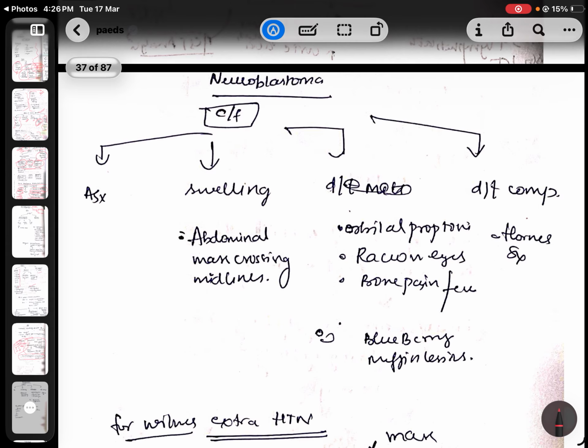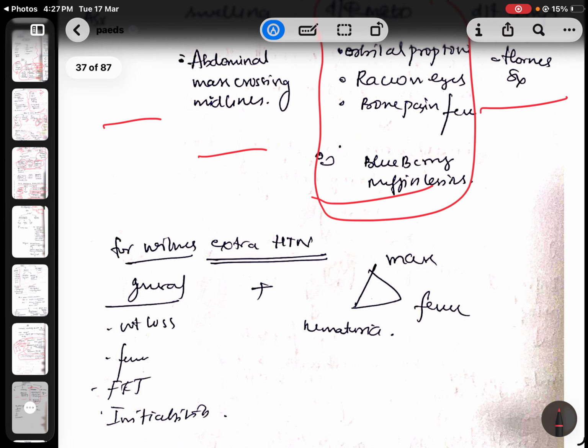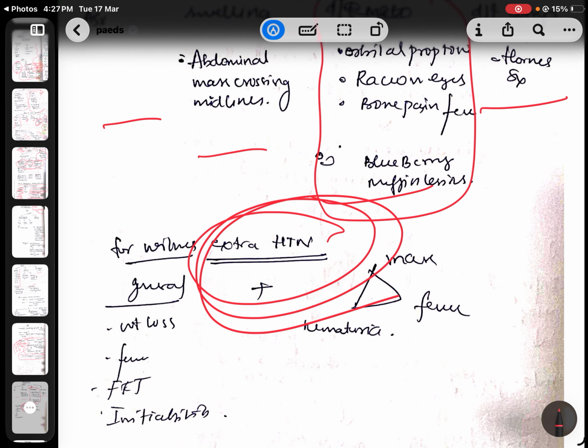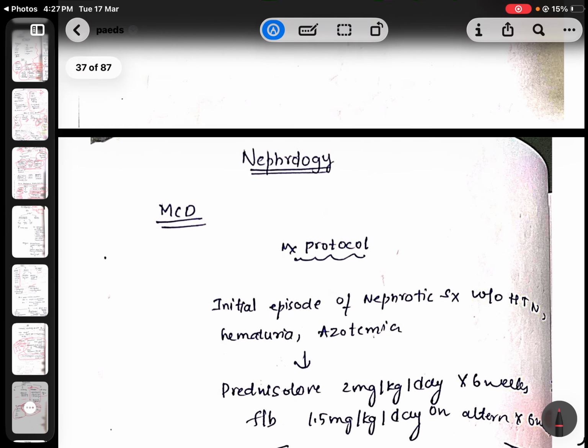Then neuroblastoma is something which is important and people forget, so remember it as an extra point. For Wilms, one important extra thing is that it can also present with hypertension. The basic triad is abdominal mass plus fever plus hematuria, plus or minus hypertension. The only clinical feature is something which is there, so make sure you study only that.